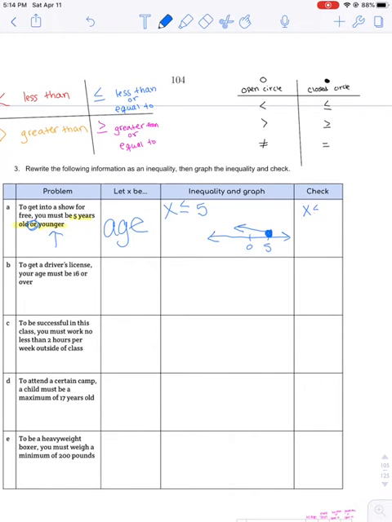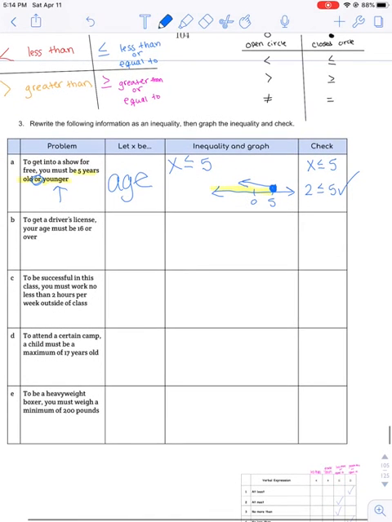For the check, all I'm going to do is substitute a number into the inequality and see if it works or not. Kind of like what we were doing on the last page. So I'm going to pick 2. I could have picked anything from this part of the graph, any number from over here. 2 is less than or equal to 5. Yep, that works. So that means I did it correctly.